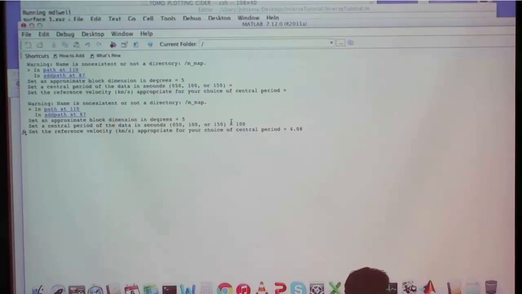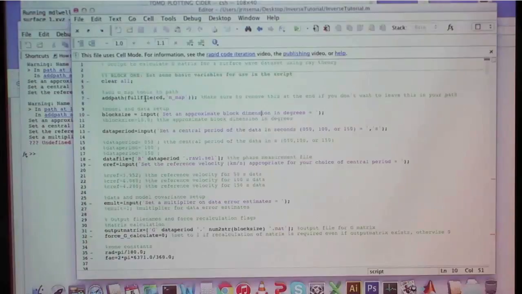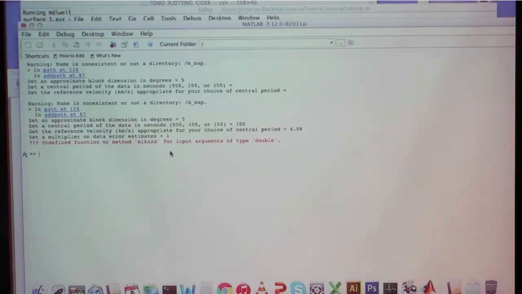Okay, and then you do that. And then the third question, just type in 1. That is the way you set the data variance. These data come from Jeroen Ekström, and he provides uncertainty estimates on the phase velocities that are kind of hidden from you. You can use his estimates as they are, which would be typing 1, or if you type 10, you would make them 10 times bigger. Or if you write 0.1, you would make them 10 times smaller. So you can explore the variations in the damping.